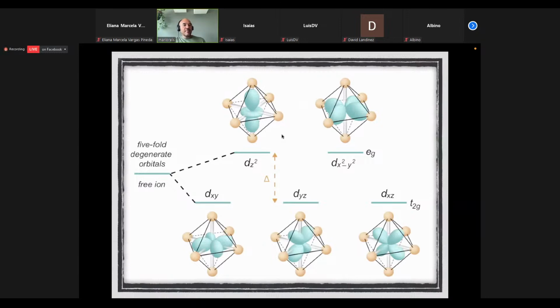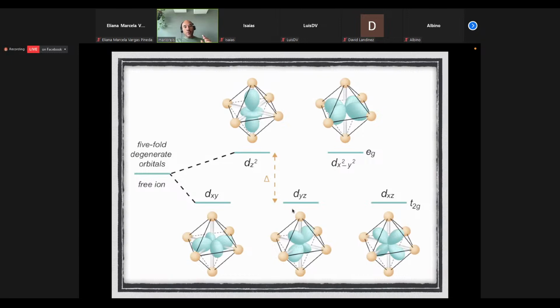The consequence is that these two, the EG orbitals, suffer a penalty in energy. That's the reason these two orbitals are at the top, and these three are at the bottom with an energy gap delta. This picture is very important for the spin crossover. I will explain 2 slides ahead. And the spin crossover is the reason for the barocaloric effects in these materials.